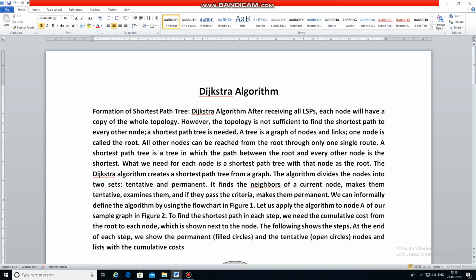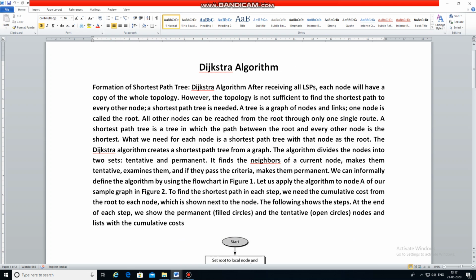Today, we shall continue the next program of your computer communication networking lab. Today, we shall see Dijkstra algorithm. Basically, Dijkstra algorithm is a shortest path algorithm, used to find the shortest path between source and destination, and this Dijkstra algorithm can be implemented for distance vector routing algorithm, or it can be implemented for link state protocol, basically to find the shortest path between source and destination, right?